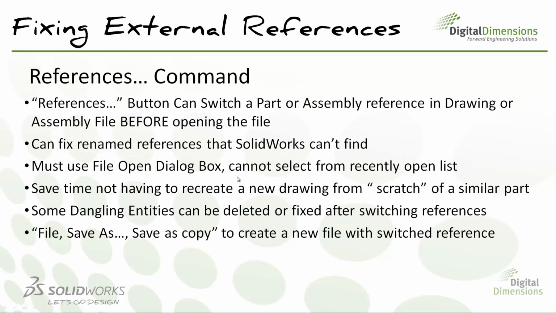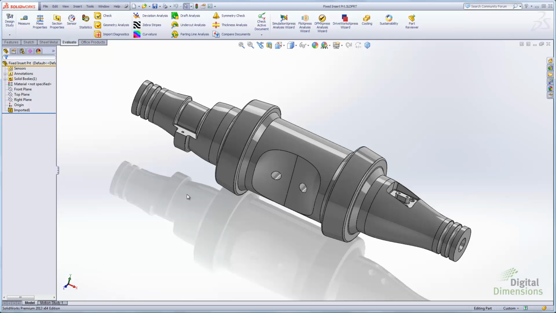The next thing I'm going to show you is the References command. The References button is available when you are using the File Open dialog box. It cannot be used when you're using the Recently Open list drop-down. You can use it to rename references that SOLIDWORKS can't find. One of the other things I'll show here is that you can reuse a detailed drawing and not have to recreate one from scratch if you have a similar part that you want to make a drawing for also. So let me go ahead and go back to SOLIDWORKS.